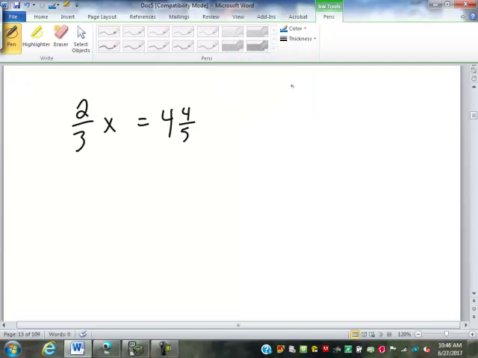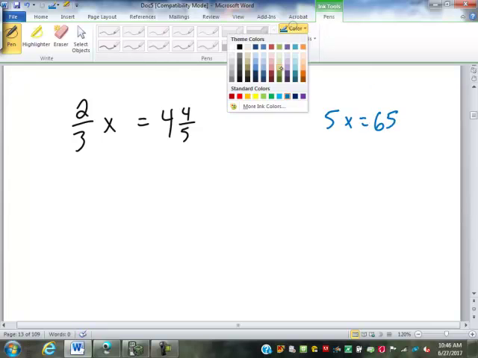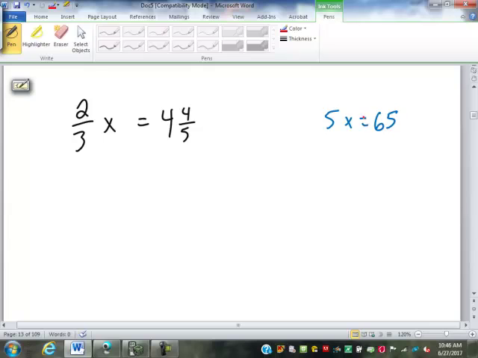So we can run into fractions within our equations. 2/3 x equals 4 and 4/5. To solve something like this, it's going to solve exactly like 5x equals 65. How would we solve this equation over here?